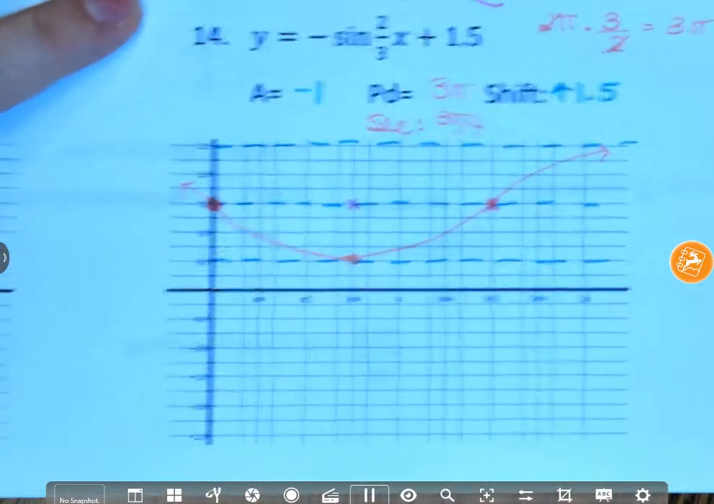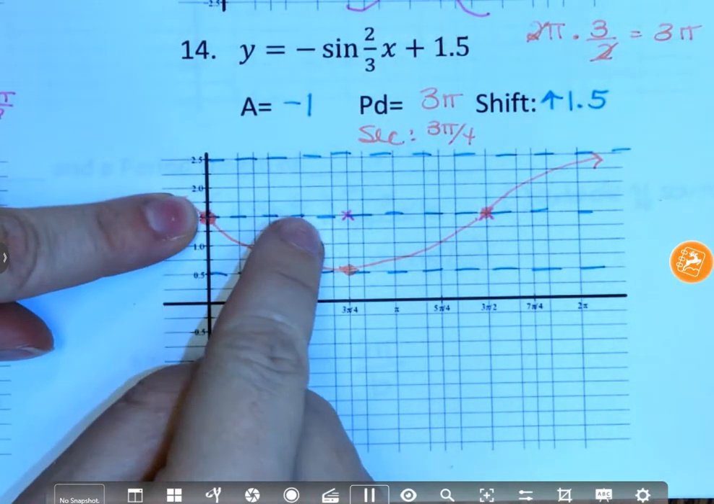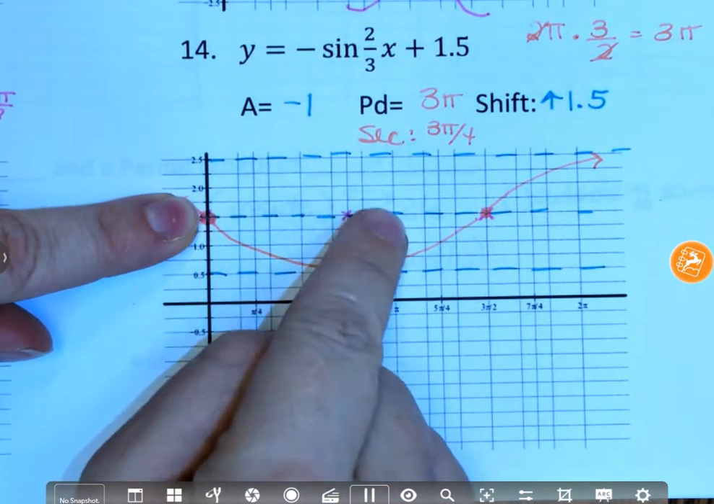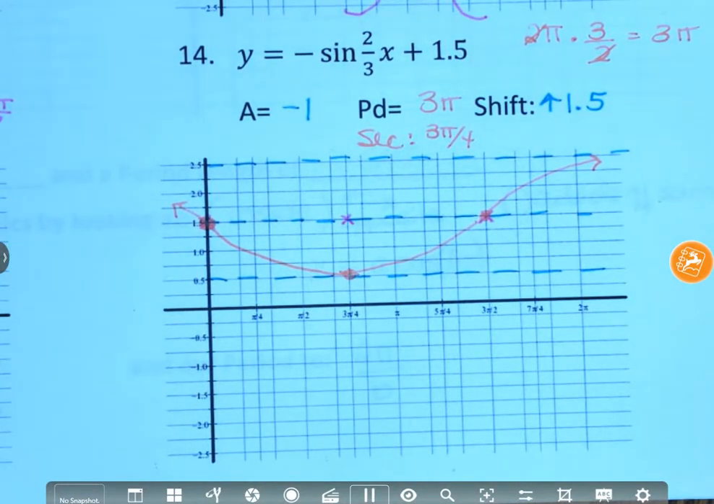Okay, number 14. Kind of weird. This guy didn't have a left to right shift, but its period was a little strange. The period was 3 pi. It means each section is 3 pi over 4, so we've got to be able to handle those fractions. So 1, 2, 3 pi over 4. 1, 2, 3 pi over 4. Those are where my sections are, and I'm just going to kind of guesstimate where they're going to go from there. Questions? Nobody?